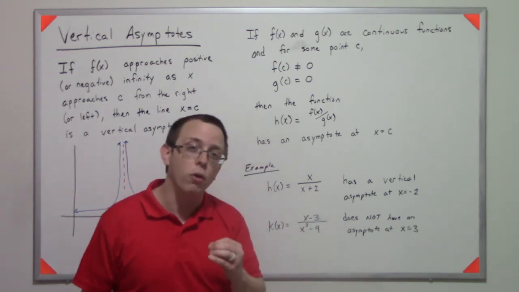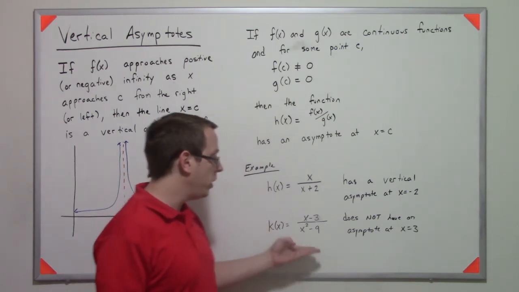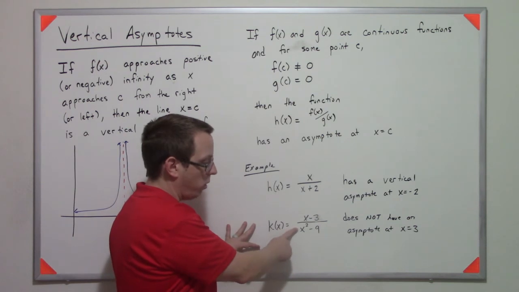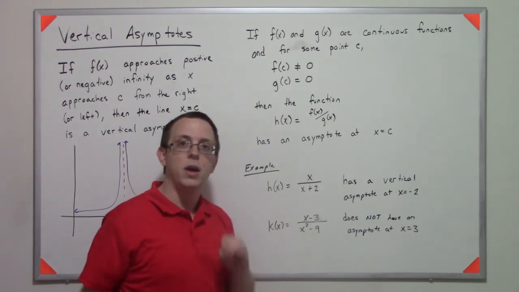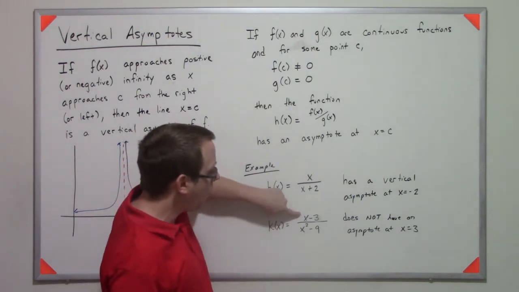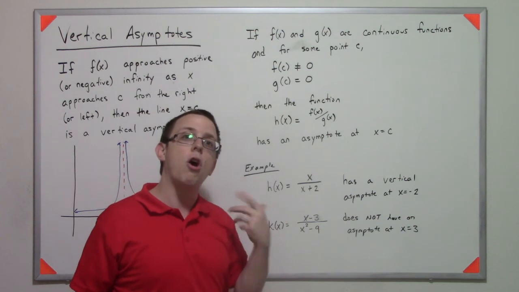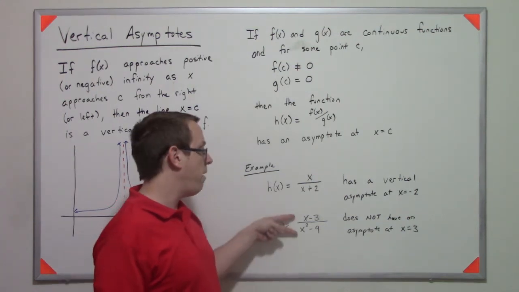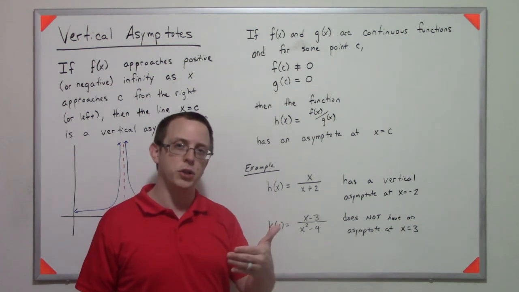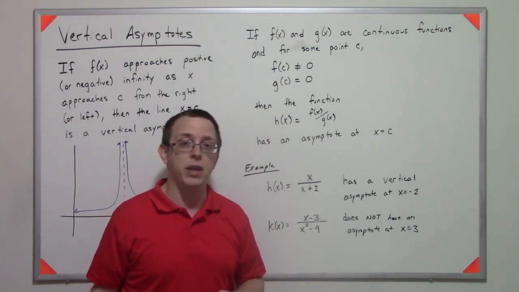But be careful that you don't just check the bottom function only. For instance, in this particular function, the bottom one is equal to 0 at 3 and -3. But the issue is that if you plug 3 into the top function, it's also 0. So what you're going to have here, with a little bit of work, is a removable discontinuity. And since you have a removable discontinuity, you're not going to have that asymptotic behavior.